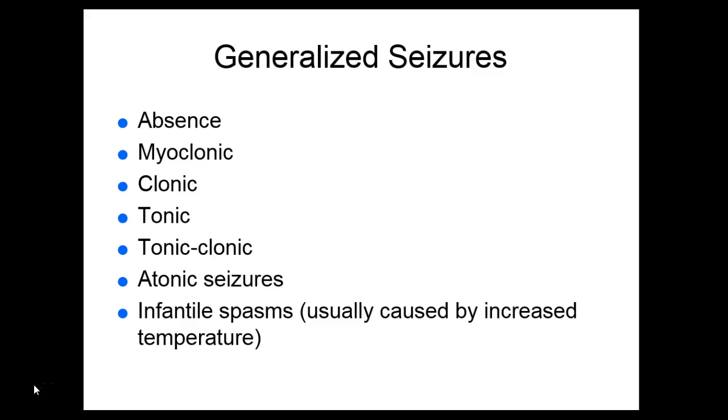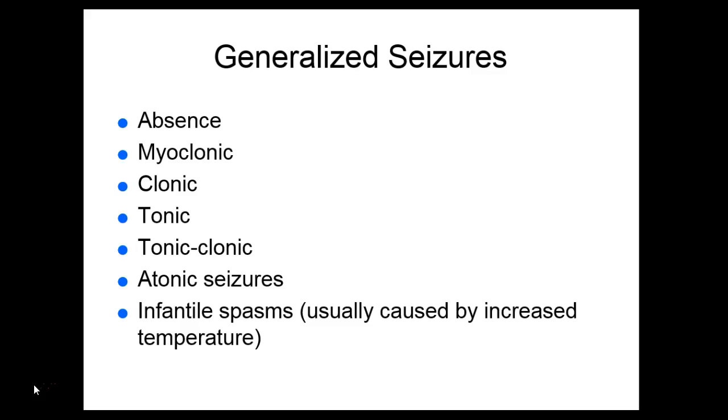A myoclonic seizure is where there's a jerking of a group of muscles. It usually occurs when the patient is awake, so that's myoclonic. A clonic seizure is where there's constant jerking of the extremities. Tonic seizure is the continued contraction of all muscles, and the body will become rigid.